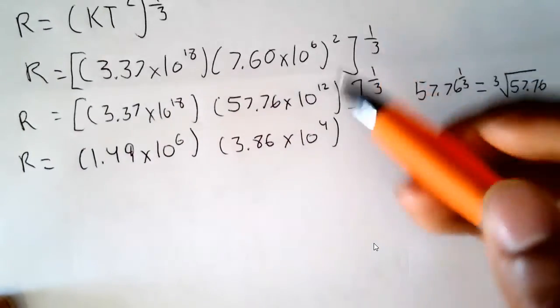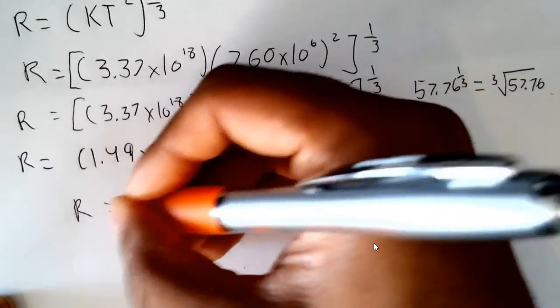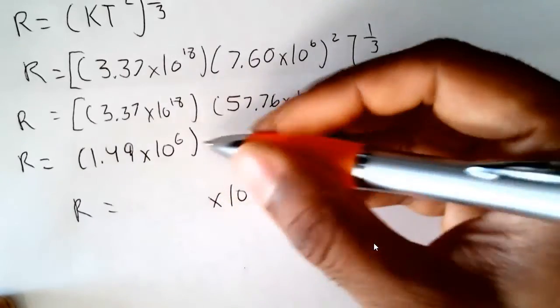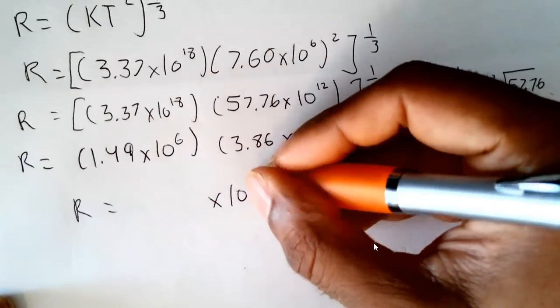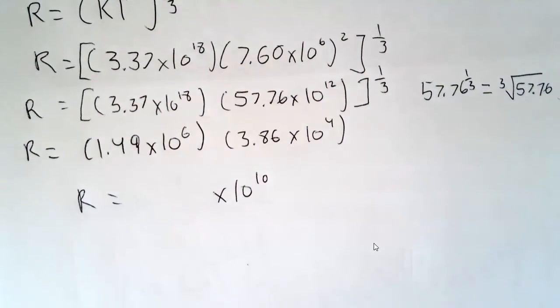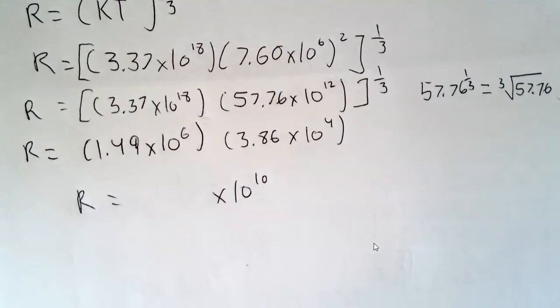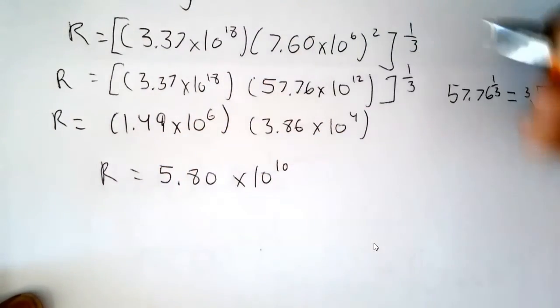Okay, next step is, again, these two have the same base, so you can just put them together. So we can say r equals something times 10. Remember, when you're multiplying exponents like this with the same base, you can just add them, 10 to the power of 10. And these two numbers you can just multiply together. So again, on your calculator, 1.49 times 3.86 equals 5.80. And I think that's the answer.